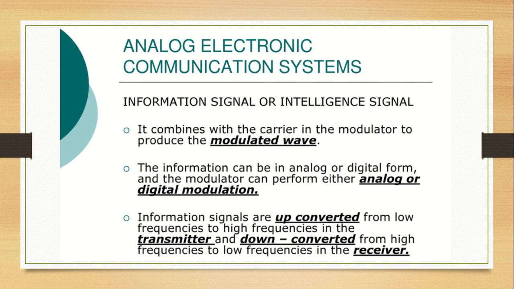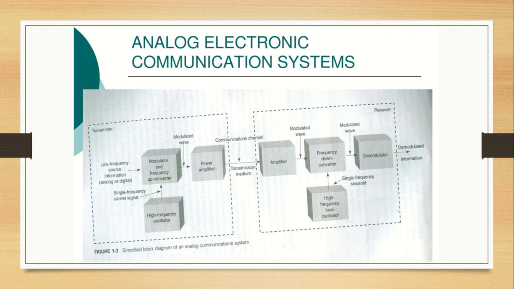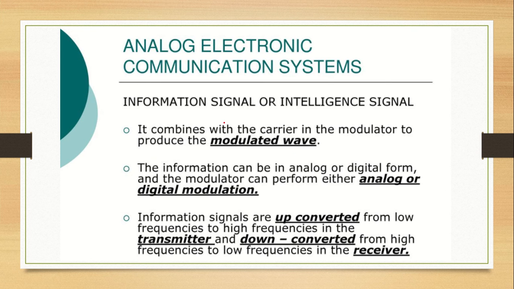Alright, so the information signal or intelligence signal combines with the carrier in the modulator to produce a modulated wave. So that's the explanation of this block. And then the information can be in analog or digital form, and the modulator can perform either analog or digital modulation. Information signals are up converted from low frequencies to high frequencies on the transmitter side, and down converted from high frequency to low frequency on the receiving side.